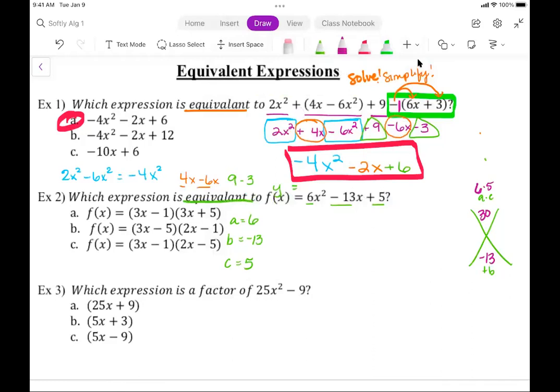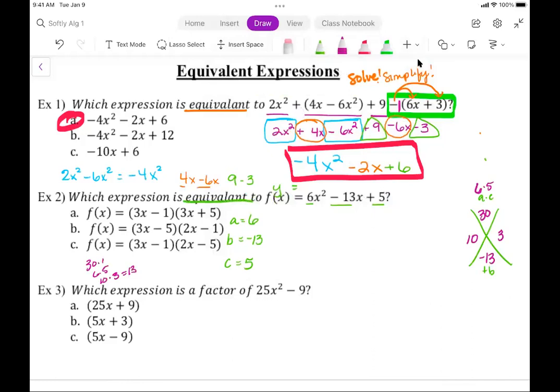Well, if I think about it, what times what gives me 30? I've got 30 times 1, 6 times 5, 10 times 3. The only ones that would get me 13 are 10 times 3. So I know I'm going to be using a 10. I know I'm going to be using a 3. But now I need to get a negative 13.